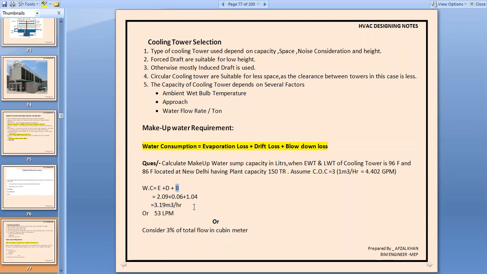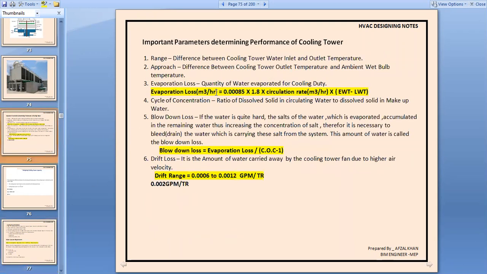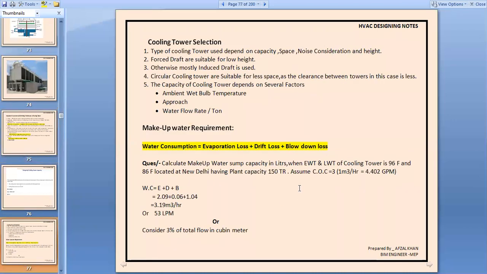So what we have to do, we have this formula now. You can directly copy this formula and paste it here. So this is the formula we have. Circulation rate is how much? Because there are three variables here. Circulation rate in meter cube per hour. So can anyone tell me how you will calculate the circulation rate from this question?